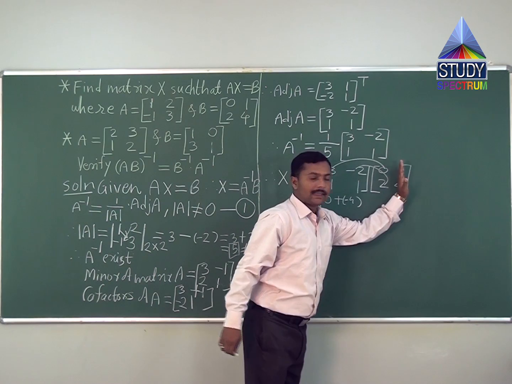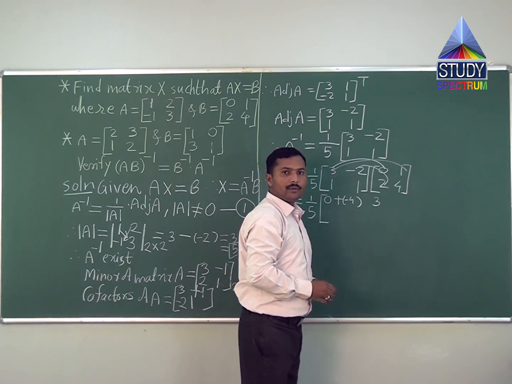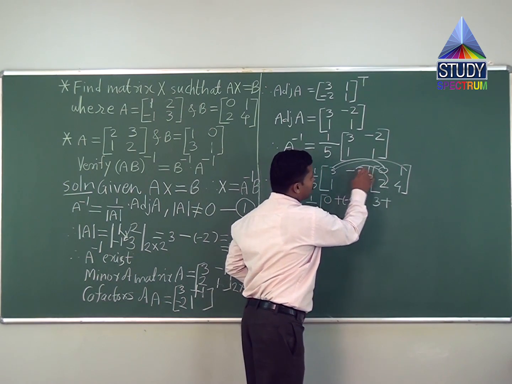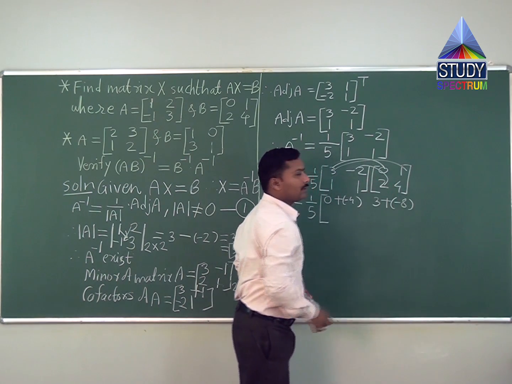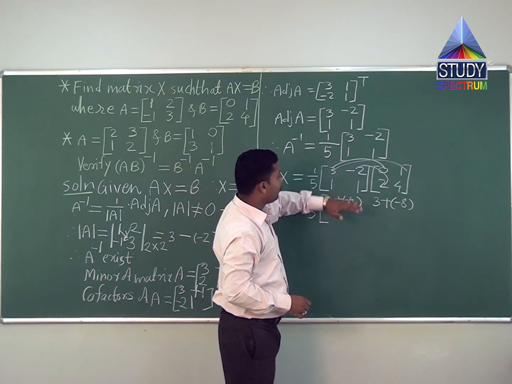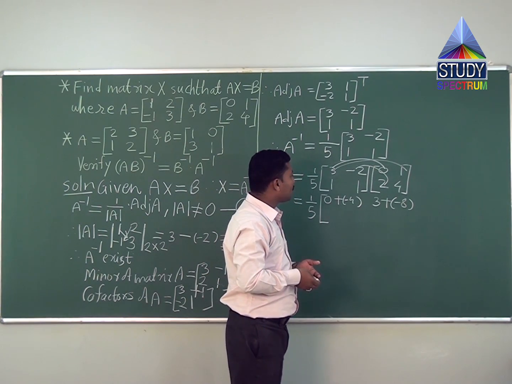First row, second column, 3 into 1, 3, plus minus 2 into 4, minus 8. So first row is prepared. Again, same, by using the second row we prepare the second row.